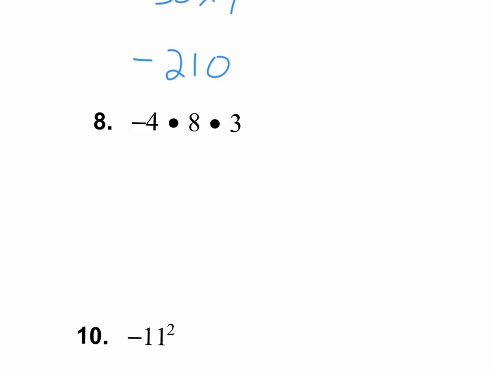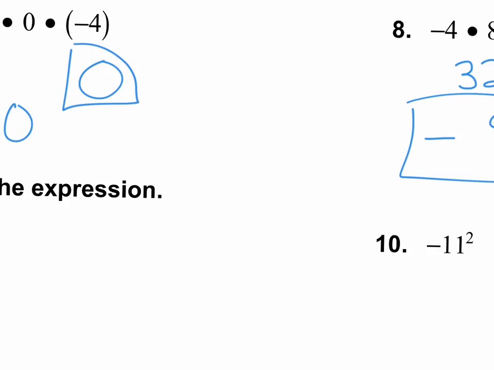Alright, looking at number 8, we have 1 negative, so 1 is odd, so my answer is negative. 4 times 8 is 32. Then 32 times 3 is 96, so my answer would be negative 96.